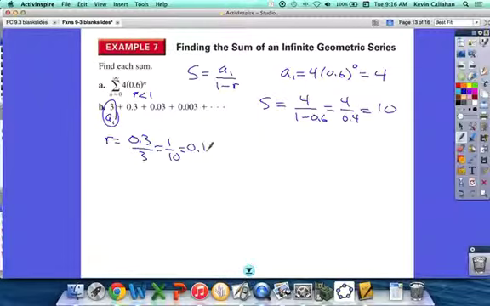So that's all you need to plug in: first term and r. S equals 3 over 1 minus 0.1. S equals 3 over 0.9. And let's see, what is that? 3.3 repeating. 3 divided by 0.9 is 3.3 repeating. If you had left it as a fraction, like 1/10, then it would have looked like 10/3.